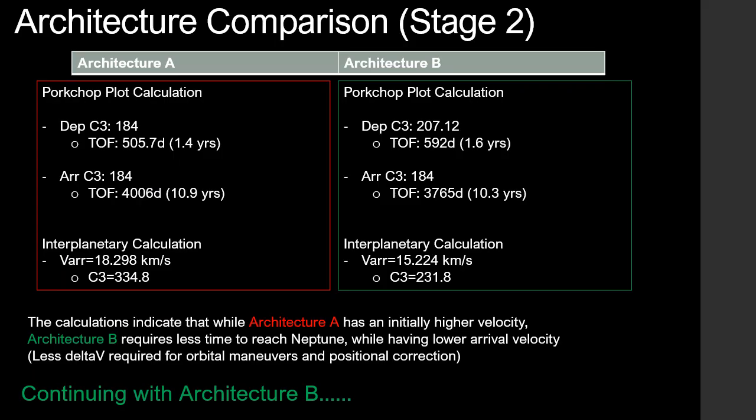Wow. Architectures A and B are initially very similar. On departure, the C3 is only slightly different, but ultimately, that magnifies the change between them. The time of flight between them is different by about 300 days, which ultimately could allow for additional science, exploration, or orbital maneuvers and positional correction. Based on this, we've decided to ultimately continue with Architecture B for selection.